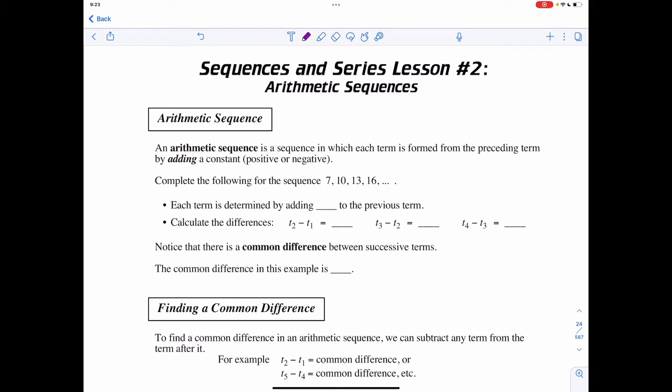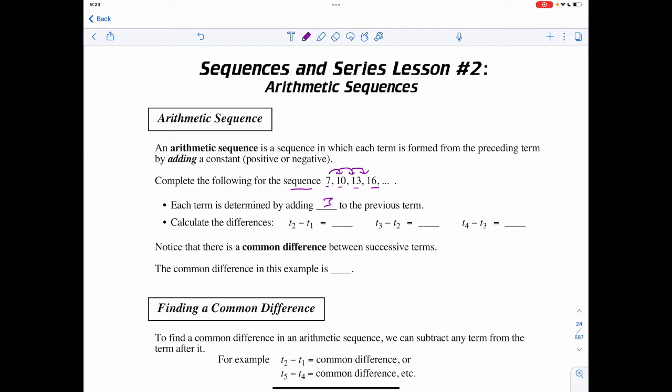Let's take a look at arithmetic sequences. So we already know from the previous lesson that an arithmetic sequence is a sequence in which a term is formed by adding a constant from one term to the next. So if I had the sequence of 7, 10, 13, 16, then to get from one term to the next, every single time, I'm adding 3 to the previous term.